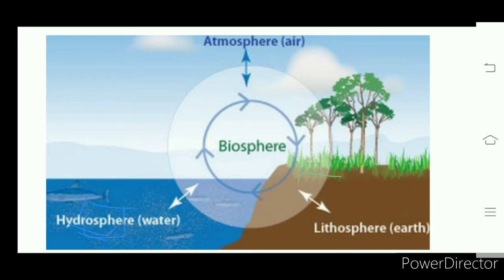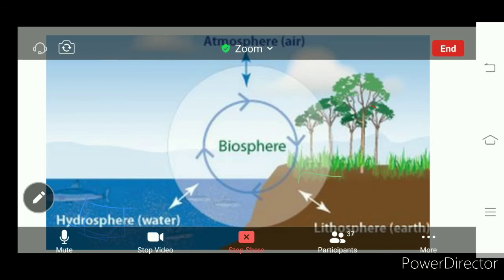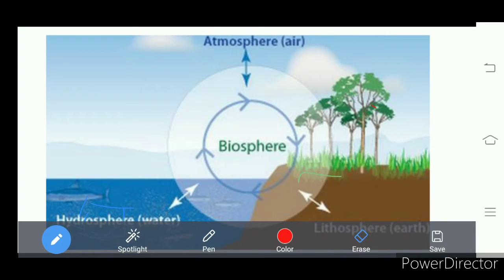One is lithosphere, and second is hydrosphere, third is atmosphere, and fourth is biosphere. These are the 4 realms on the earth surface.